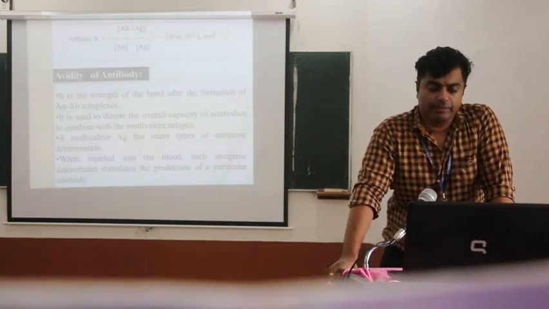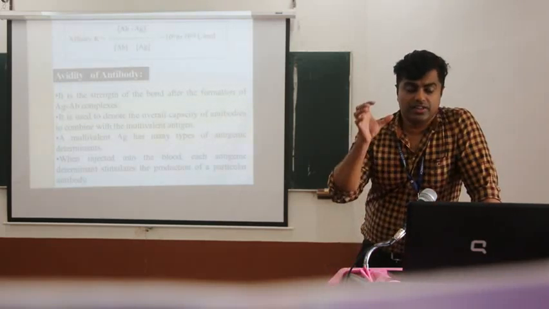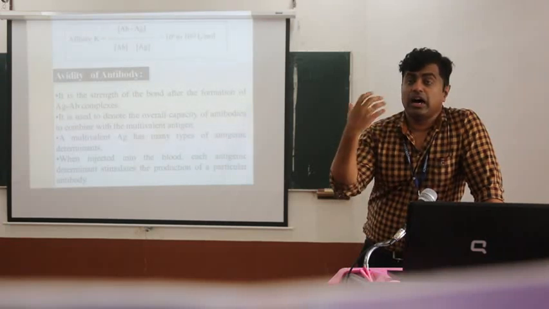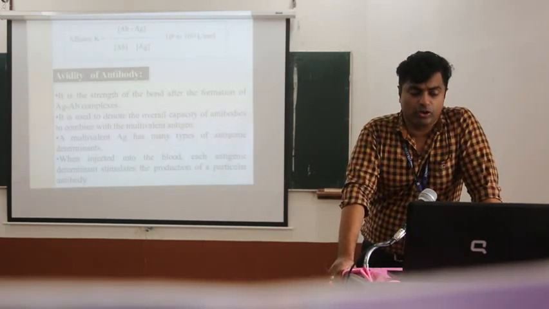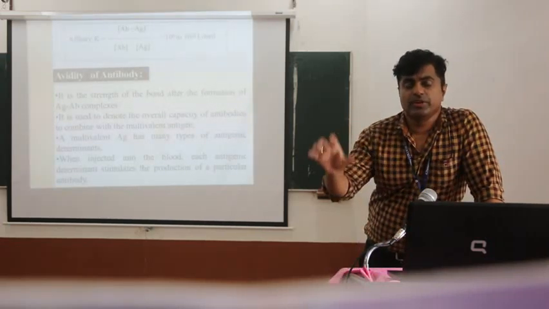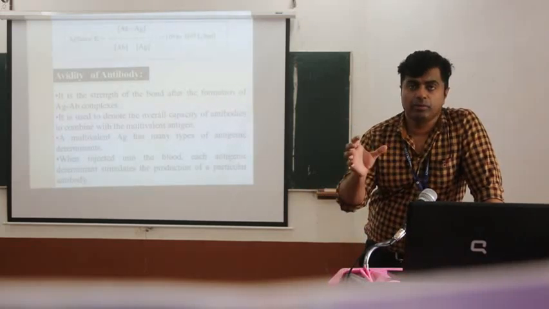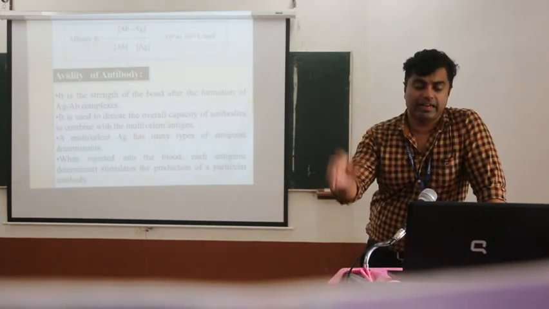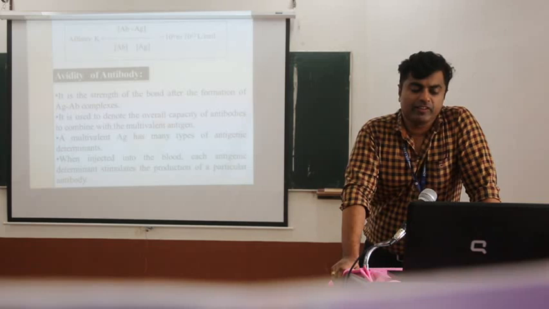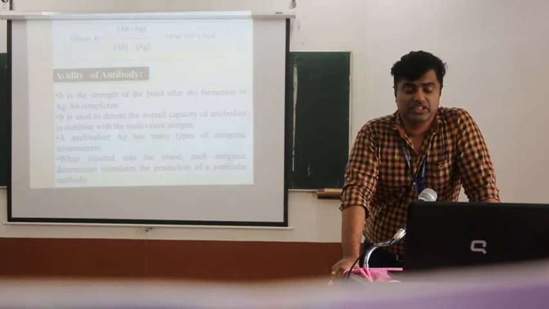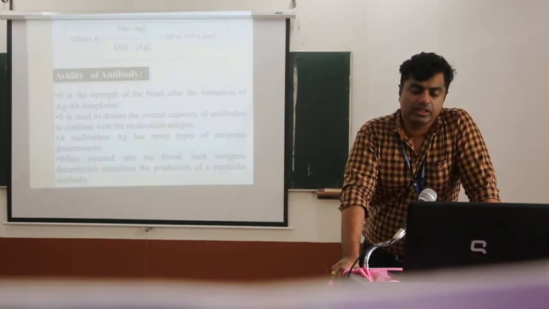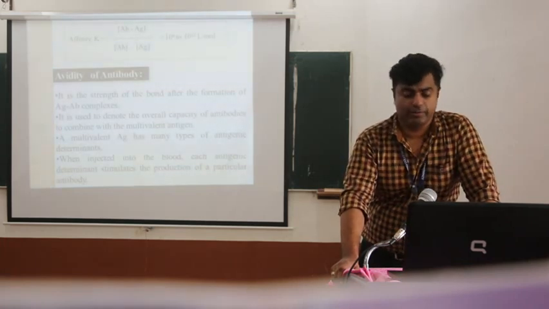Then avidity of antibody. It is the strength of the bond after the formation of the antigen-antibody complex. It is used to denote the capacity of the antibodies to combine with the multivalent antigen. A multivalent antigen has many types of antigenic determinants. When injected into the blood, each antigenic determinant stimulates the production of a particular antibody.